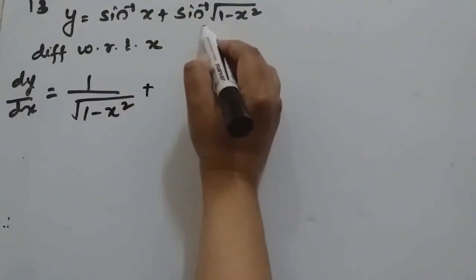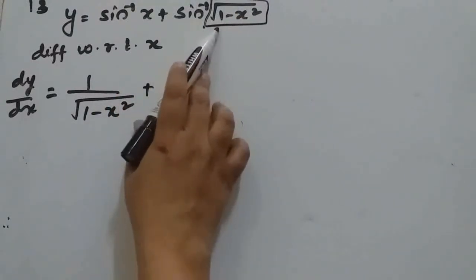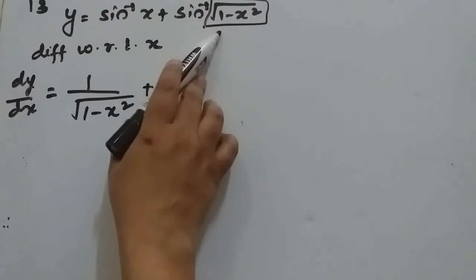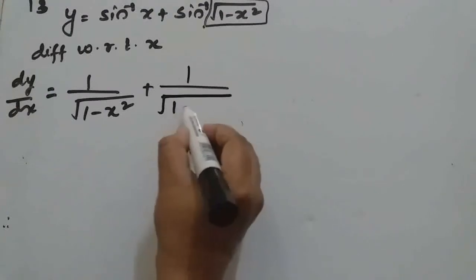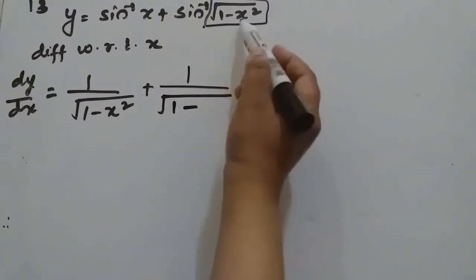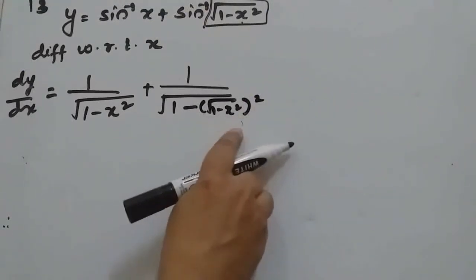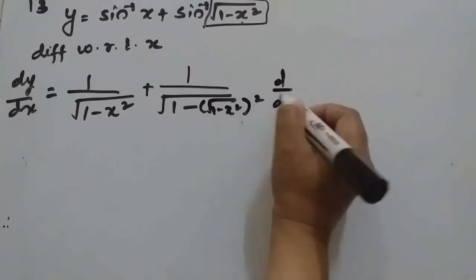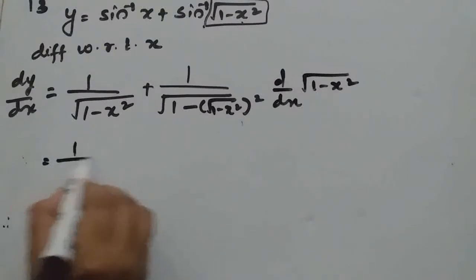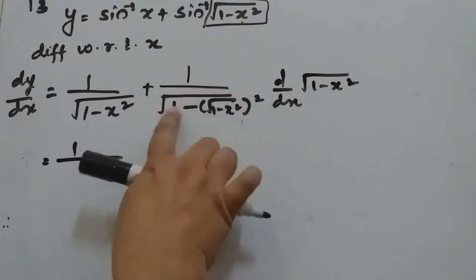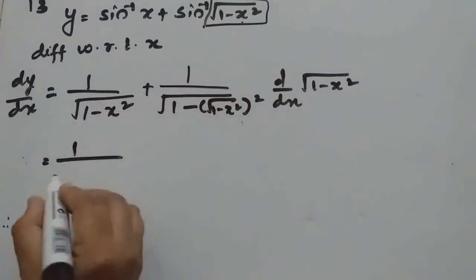Now to find the derivative of sine inverse root 1 minus x square, see, this angle is not x, it is other than x. So that means this is an example of a composite function. So what we can write, 1 by root 1 minus, okay, the angle is squared, so the square of root 1 minus x square, then the derivative of this function. Because in this formula we have 1 by root 1 minus angle square, and the angle is this term, therefore the square of this term.